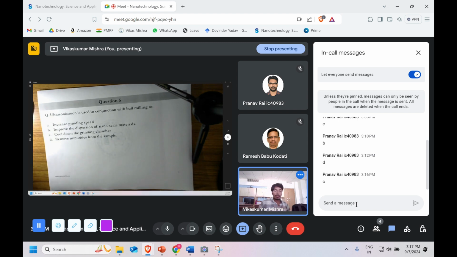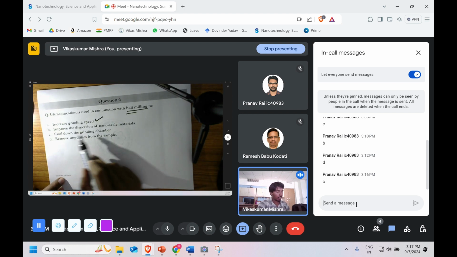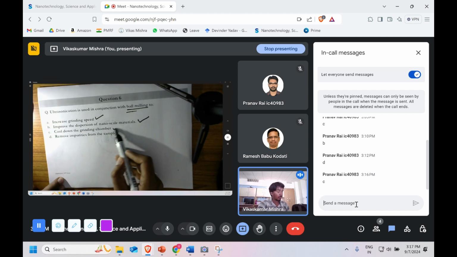Now, we have seen the concept of ultrasonication, and in conjunction with the ball mill, we did the ball milling, and now we ultrasonicated it. First one, increase the grinding speed. Second, improve the dispersion of the nanoscale material. Third one, cool down the grinding chamber. And fourth one, remove impurity from the sample.